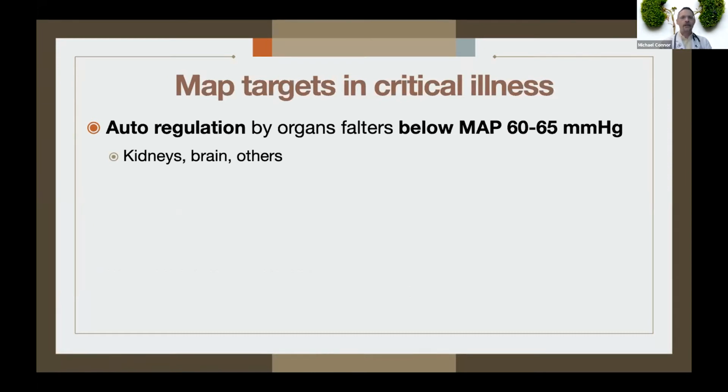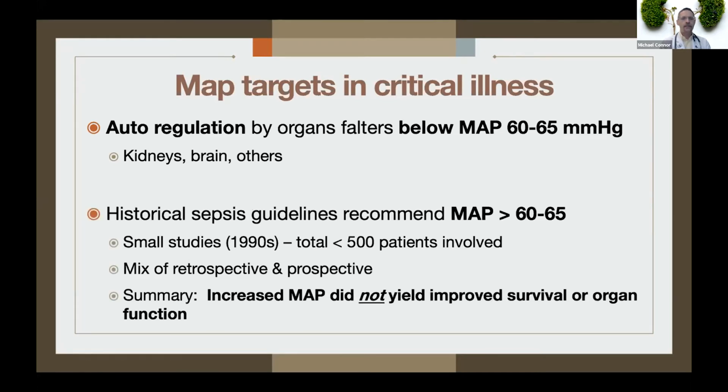So what are the MAP targets in critical illness, and where do the guidelines come from, where people say a MAP of 65 or 70? First of all, we know that autoregulation of flow and pressure within the organs falters when mean arterial pressure goes down. This occurs in the kidney, the brain, and other organs as well. Historically, sepsis guidelines recommended a MAP of greater than 60 to 65. These were largely based on small studies in the early 90s, a total of less than 500 patients, a mix of retrospective and prospective studies. But in summary, the increased MAP did not necessarily yield an improved survival or organ function.